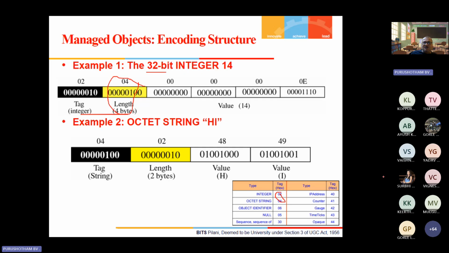Now, for example, say I wanted to type hi, H and I. What is the ASCII equivalent of H and what is the ASCII equivalent of I? You have to get that. What is the length of this octet string? Octet string is what? 4. The type code for the octet string is 4. So that is the tag. Length is very clear. Only 2 bytes are there.